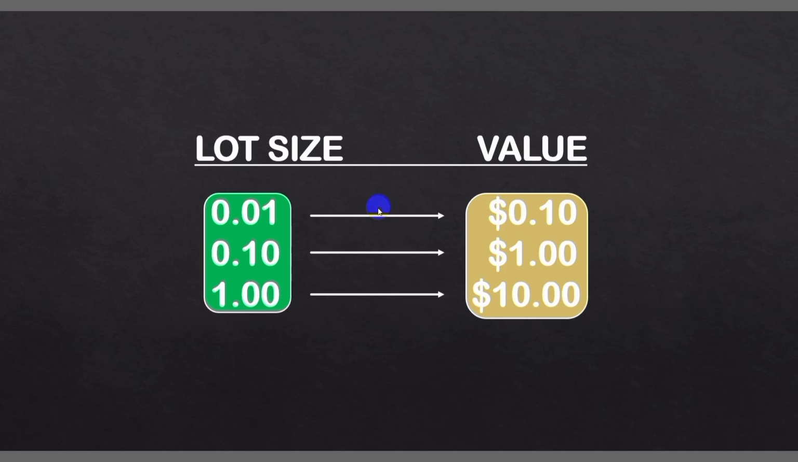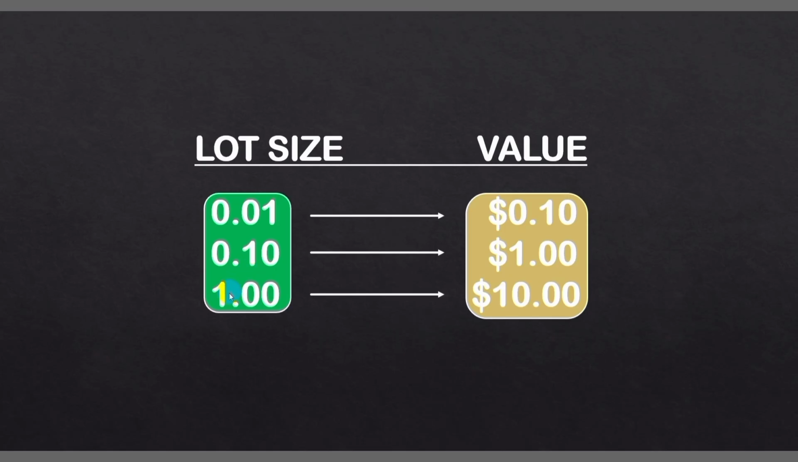So we have the micro lot size, the mini lot size, and we have the standard lot size. So what you can see here, we have this as the micro lot size, 0.01. This means for every pip move, you're going to be making 10 cents. And then this is 0.10. This is saying that for every pip move, you're going to be making $1. And this is the standard lot size, which is 1.00.